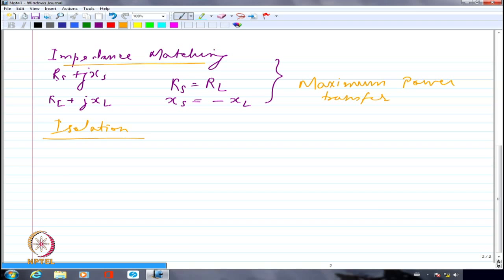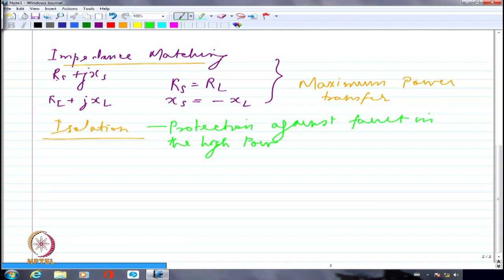So generally transformers are used for isolation when I require some protection. So this will actually give me some protection against fault in the high power side. So in the high power side, if there is some fault, that will not affect the low power side. Right? I may have a computer microprocessor controlling my DC motor. I don't want the computer to conk out completely if there is a problem in the high power side. So I may use an isolation.